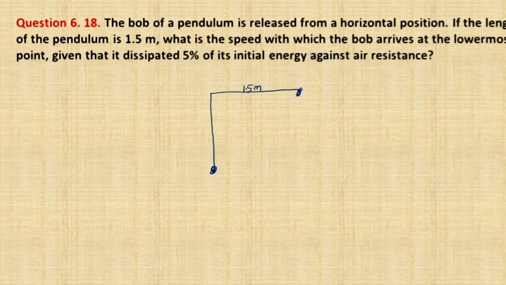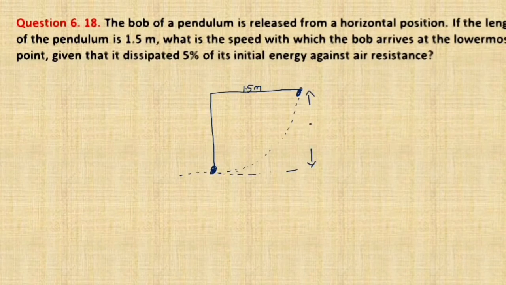What is the speed with which the bob arrives at the lowermost point? That means if you release this bob, the bob will go like this, right? So this is the lowermost point. Given that it dissipates 5% of its initial energy. So what is the initial energy here? Initial energy means, if you consider this as the reference point, this much height is raised by this simple pendulum, right?